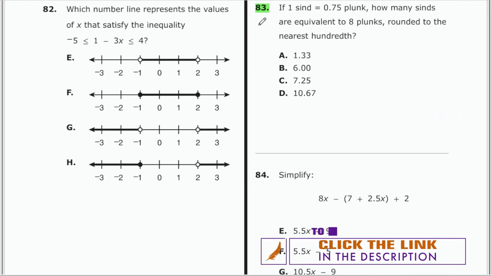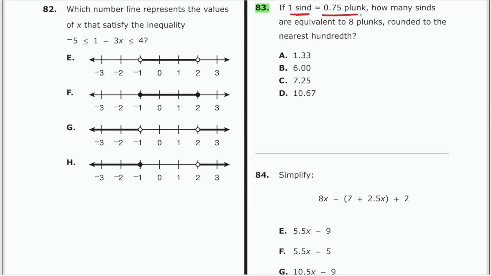How was I able to do this problem so fast? So we have 1 sind is equivalent to 0.75 plunk. If we create two columns, this column is sind and this column is plunk, we get 1 sind is equivalent to 0.75 plunk. Now, how many sinds are equivalent to 8 plunks? So we have 8 plunks here and we have x sinds here.